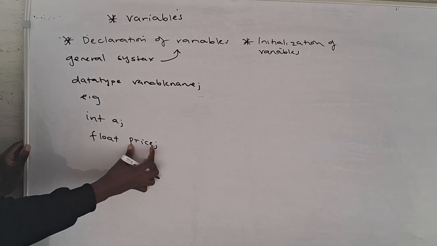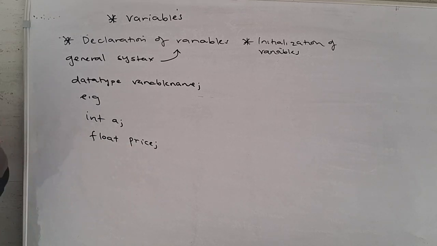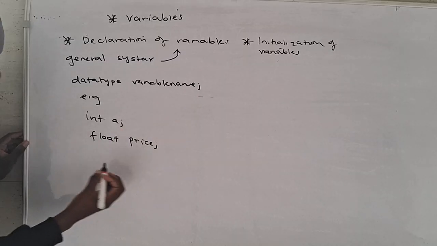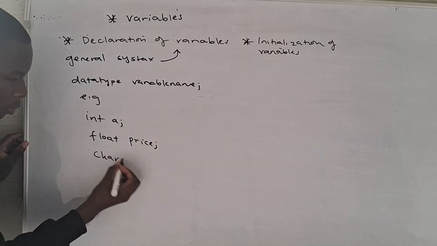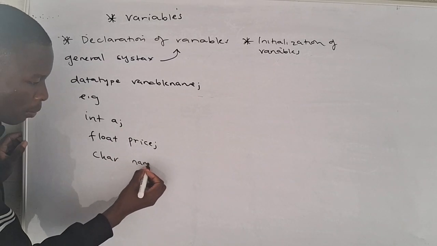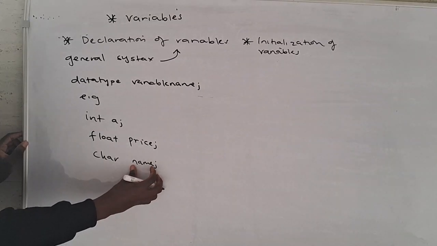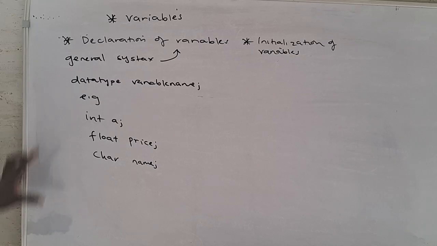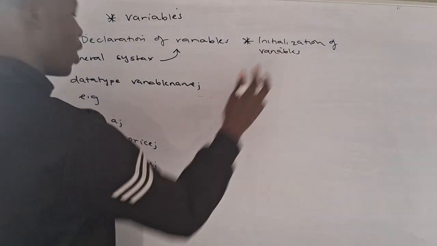Suppose you want to store the price of a certain item. We are going to store this price in this variable. Let's say you have car name. There is a variable called name, and this name is going to store a character. Very, very important. Let's move on to initialization.